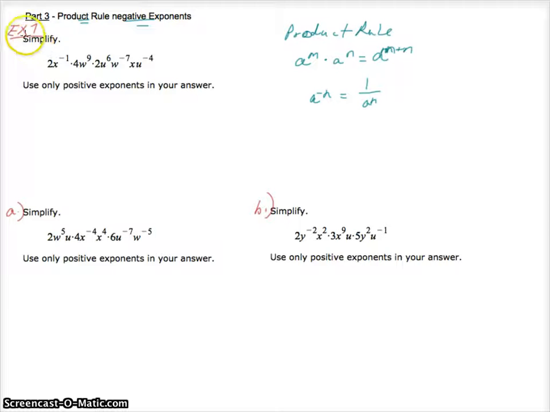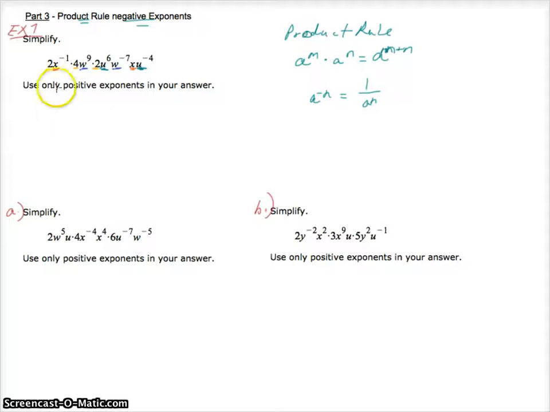Alright, so here example A says simplify 2x to the negative 1 times 4w to the ninth times 2u to the sixth times w to the negative 7 times x times u to the negative fourth power. The very first thing we want to do again is go through and collect our like bases. So I have x to the negative 1, x to the 1. Next, I have w to the 9 and w to the negative 7. And lastly, I've got u to the 6 and u to the negative 4. And then I've got my constants hanging out, 2, 4, and 2.